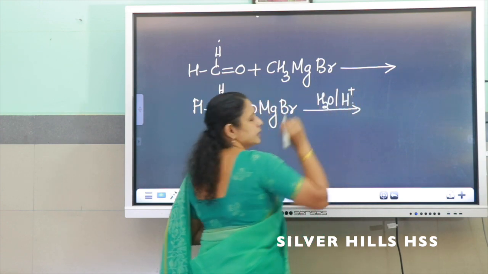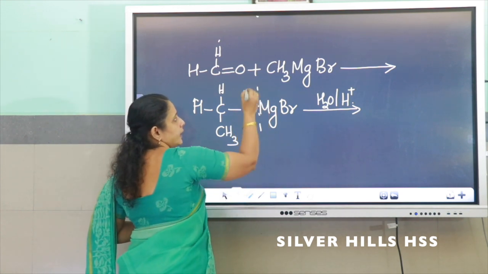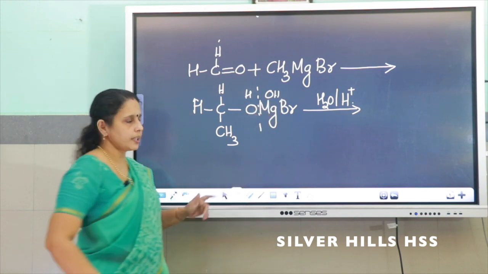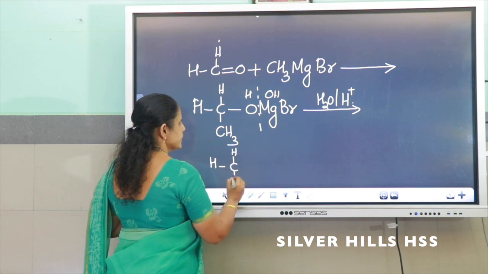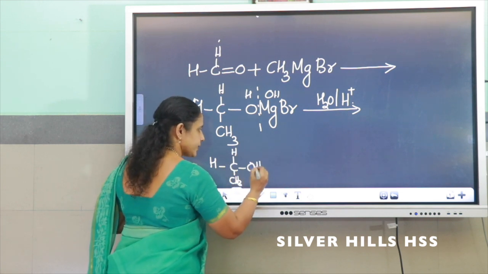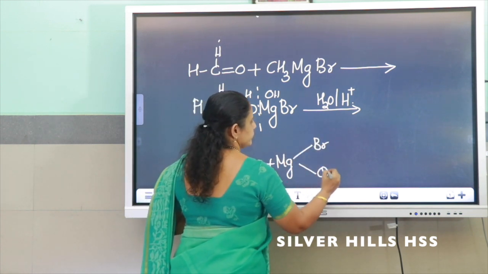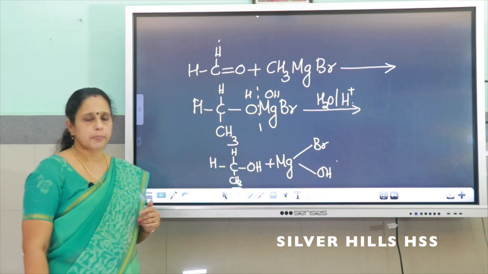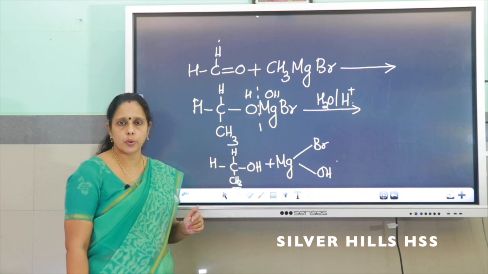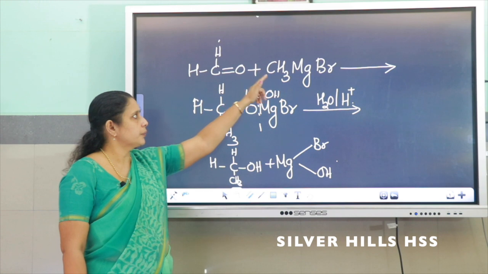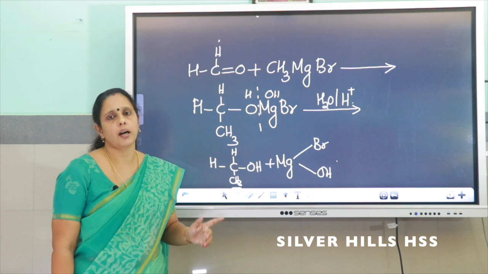Hydrolysis means in the presence of acid, water is added, H-OH. Then what is the product obtained? H-CH-CH3-OH plus MgBrOH. That means we obtain a primary alcohol, CH3CH2OH is a primary alcohol. So, methanal when treated with the Grignard reagent and the product on hydrolysis, we obtain a primary alcohol.